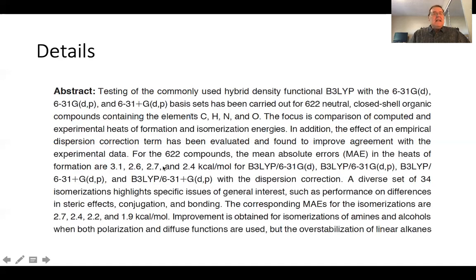The errors in the heats of formation are on the order of 3 kilocalories per mole. They look at isomerizations, and they find that the mean absolute errors are on the order of 2 kcals per mole. Remember that bond strengths are 100 kcals per mole. So you're making errors on the order of 3 or 4% of bond strengths, which is quite remarkable. And to a large extent that explains why chemists use B3LYP all the time. It's tested, it's dependable. It's not the final word, however. There are more accurate functionals, and we're going to look at that soon.